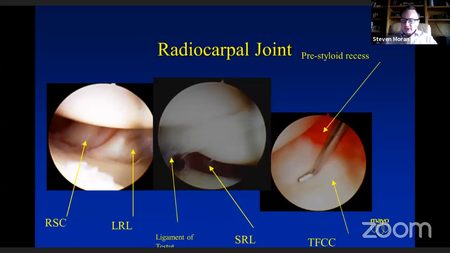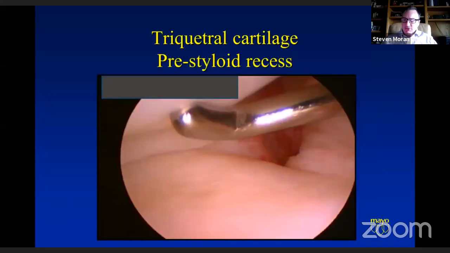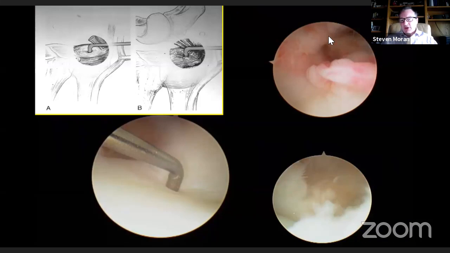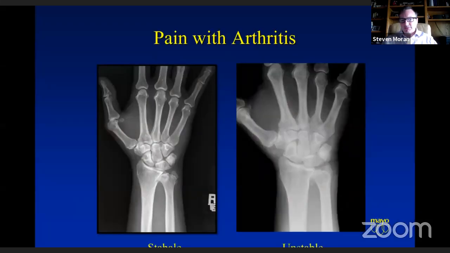So again, I really think the gold standard now for many of these has been the development of arthroscopy, and Jeff is going to discuss that. And for those of you that don't do a lot of arthroscopy, this is just to show you what a normal TFCC looks like and then what an injured TFCC looks like. And even for a beginning arthroscopist, it's not hard to make the distinction.